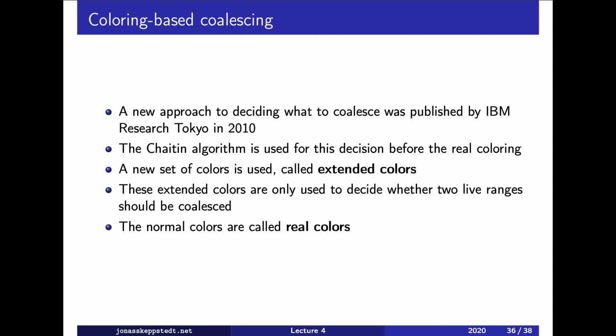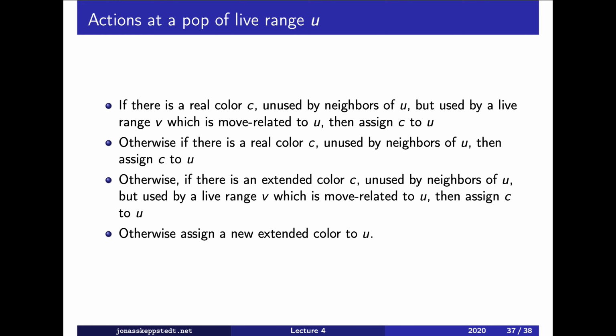The extended colors are used to determine that two live ranges might be suitable to coalesce, and the same for real colors. Okay, so what happens when we pop a live range during the coloring algorithm? We pop it from the stack and expect to find a register for it, a color. Okay, so there are four cases.